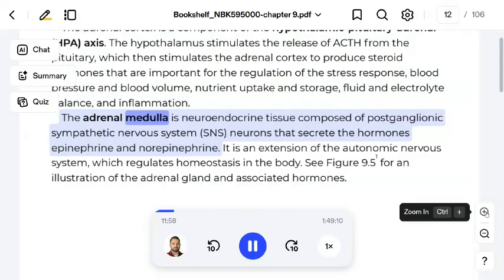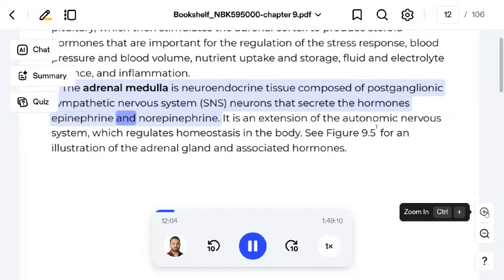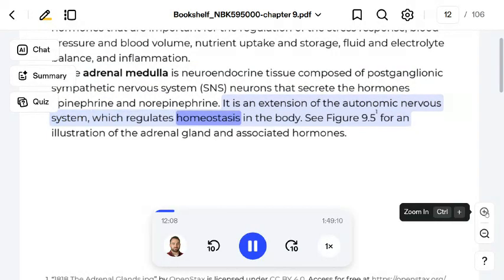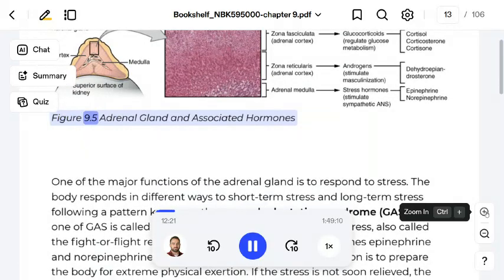The adrenal medulla is neuroendocrine tissue composed of postganglionic sympathetic nervous system neurons that secrete the hormones epinephrine and norepinephrine. It is an extension of the autonomic nervous system, which regulates homeostasis in the body. See Figure 9.5, illustration of the adrenal gland and associated hormones.